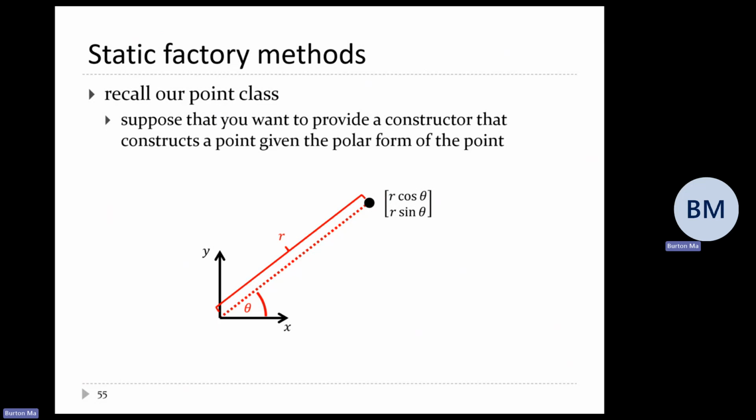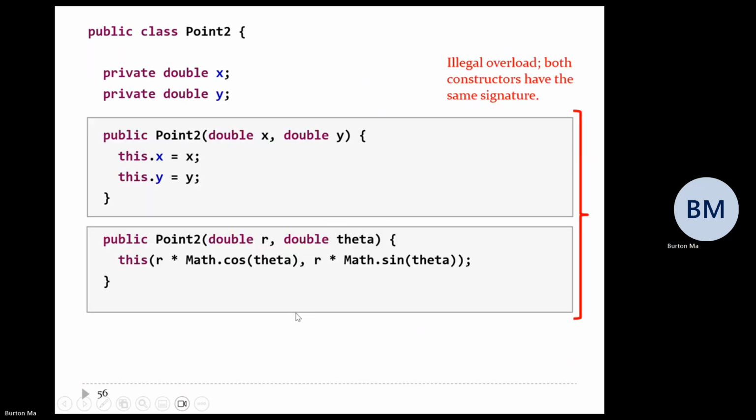If you haven't taken calculus yet, don't worry about it. This is not important. The actual details are not important. What is important is that you can make a point by passing in an x and a y coordinate, but someone might want to make a point by passing in a radius and an angle. So if you decide that you want this feature in your class, you might say, well, I want a constructor that takes in a radius and an angle.